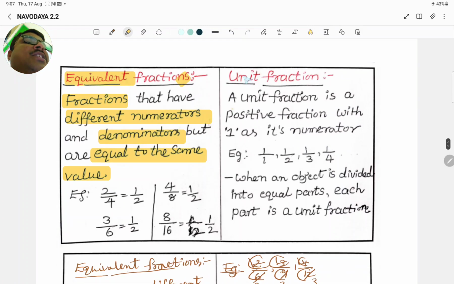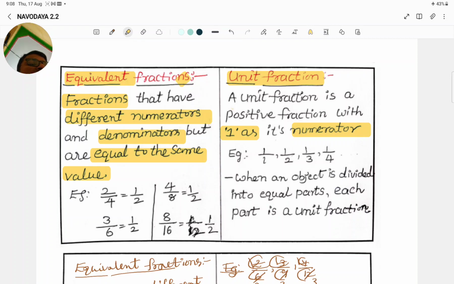Next, unit fraction. What is the definition of a unit fraction? A unit fraction is a positive fraction with 1 as the numerator. When we observe a unit fraction, the number 1 is nothing but the numerator.